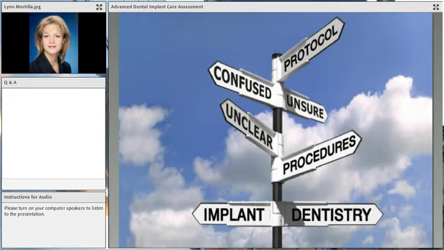I've been with the ICOI and the ADIA. This is my 20th year. And what I learned 20 years ago when I started is still applicable today.